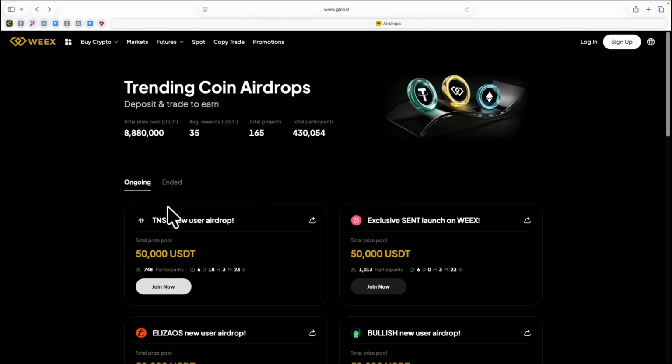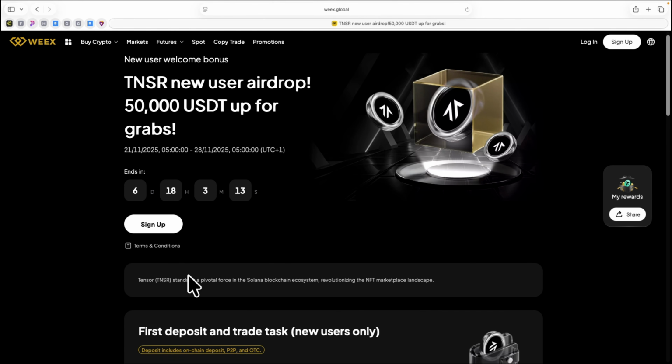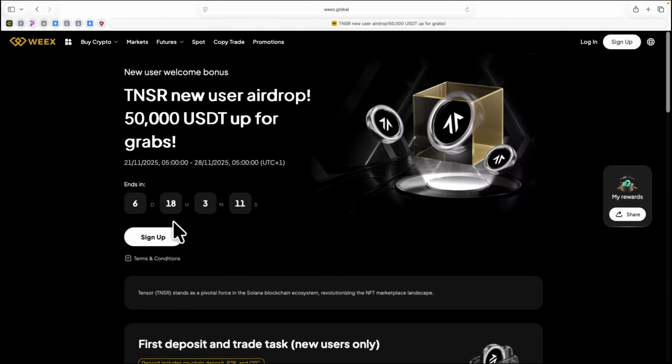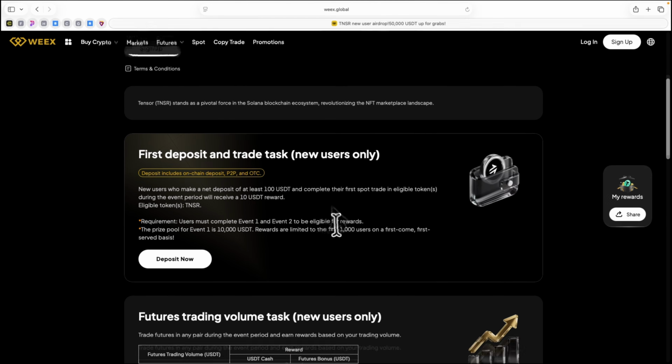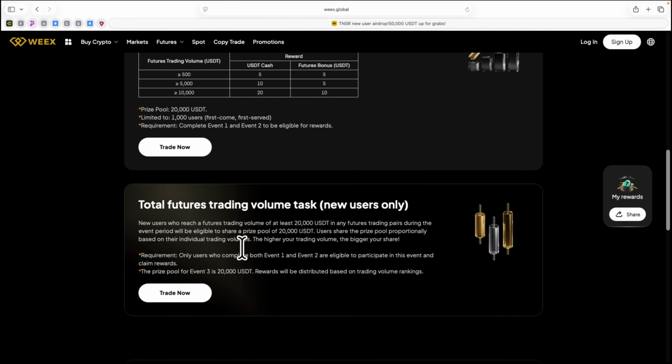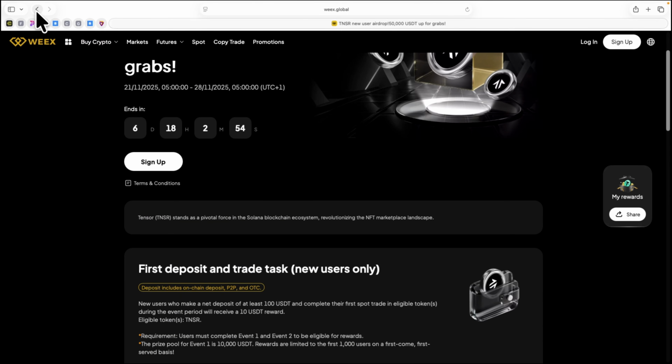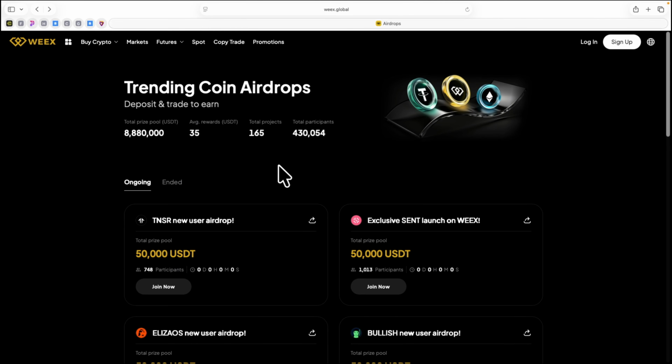So you can see this is another one right here. If I click on it, I'm sure it's almost the same as the first one I talked about. Let's just check it. Let's scroll up. For this one, they're also giving out $50,000. You can see it says new users will make a net deposit of at least $100 and complete that first spot trade. So basically, it's the same thing as the previous one I just talked about. Any airdrop that is for new users will almost be the same.